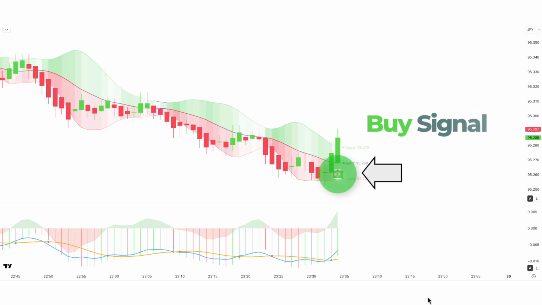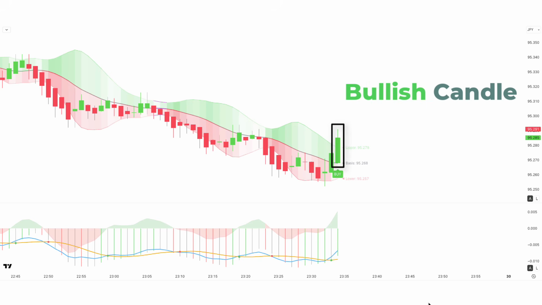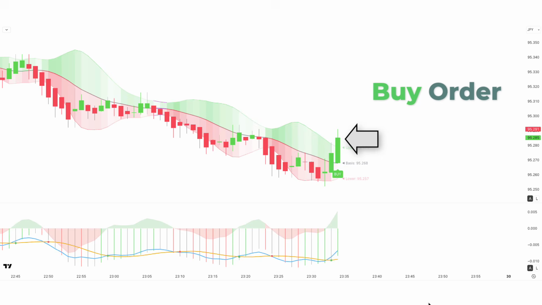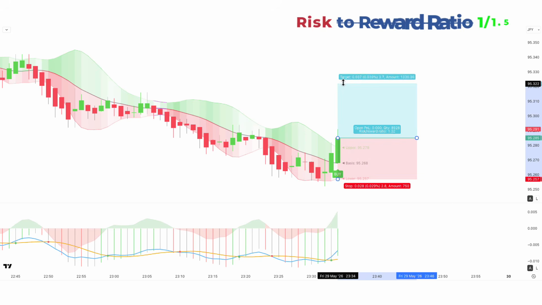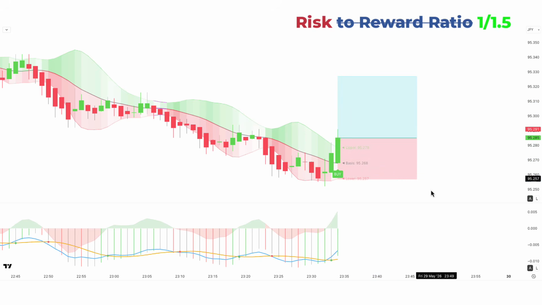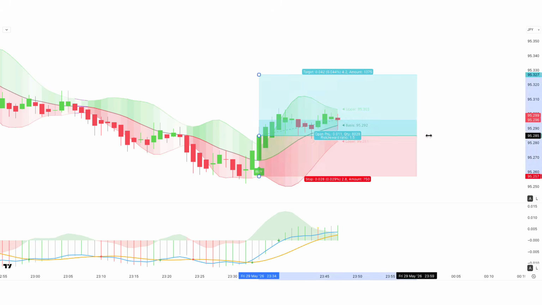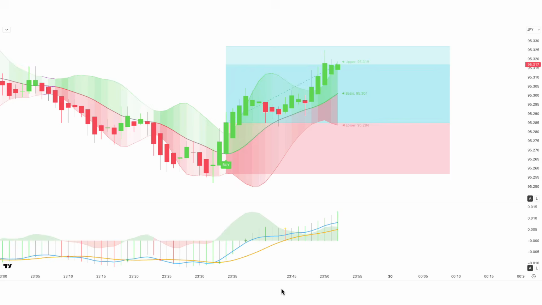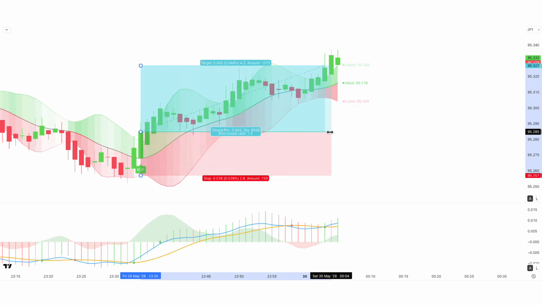Let's see how we use these trading setups. When the Nadaraya-Watson envelope arrow up appears, that is the buy signal. The blue line of the Awesome Oscillator should be above the orange line, and the market should form a bullish candle. If this condition is fulfilled, then we will place a buy order. Our stop loss is to be placed at the red line, and the risk to reward ratio will be 1 to 1.5. The market has completely hit the target.